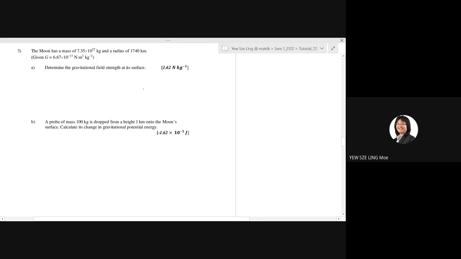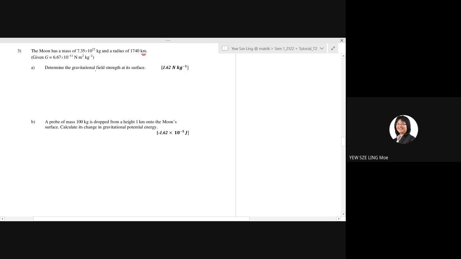So question number 3. The moon has a mass of 7.35 times 10 to the power of 22 kg and a radius of 1740 km. So again, you are given km. In this chapter, you have to be extra careful with the distance, the radius, and so on, because quite often the questions will give you the value in km, and you yourself need to change it into meters. So determine the gravitational field strength at the surface.